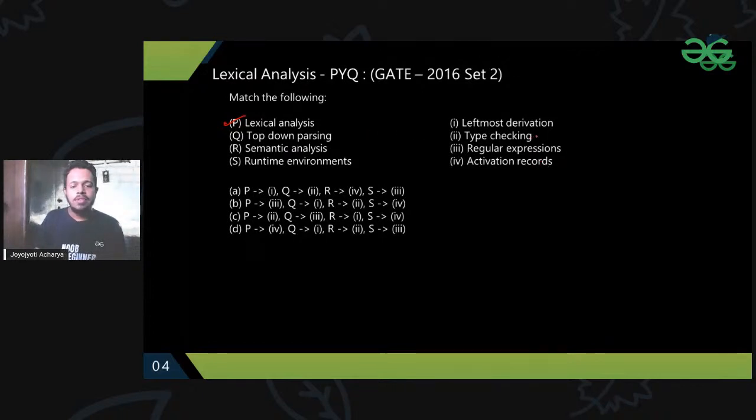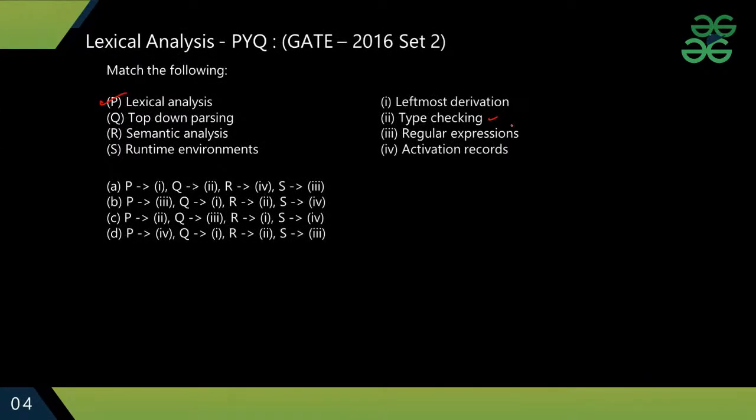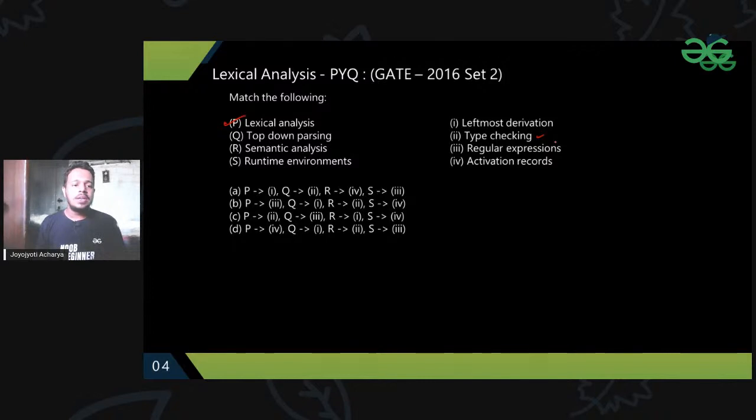So what is left? That is the type checking. In lexical analysis, yes, we do the type checking. We understand which are the operands and which are the operators. Depending on that, we generate the string of tokens, right? So the correct option for P is 2. Let me think if we have mistaken anything. Let me check it again.